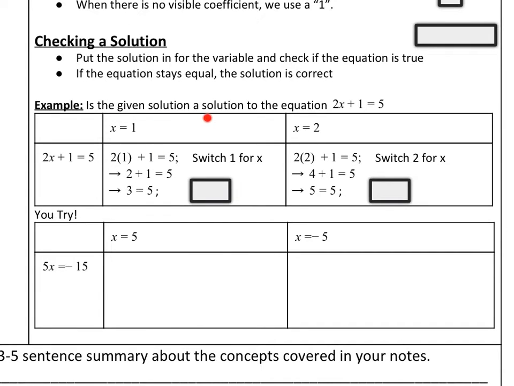Is the given solution a solution to the equation 2x plus 1 equals 5? We have x equals 1. We also have x equals 2. We're checking if these work for this equation, 2x plus 1 equals 5. So here's what we did.